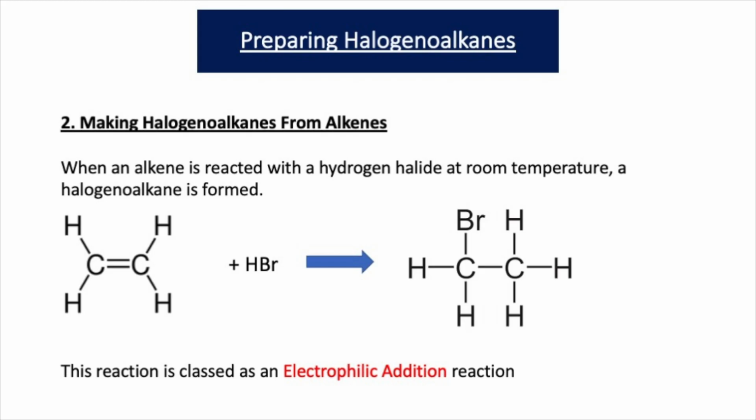So halogenoalkanes can also be made from alkenes, and an example of this is shown on this slide because we have ethene reacting with hydrogen bromide at room temperature, and our product would be bromoethane. Now this reaction is an addition reaction because 2 reactant molecules join together to form a single product, and this reaction is classed as an electrophilic addition reaction, and this is another reaction that is studied in great detail at AS level because it's one of the mechanisms that you have to learn.